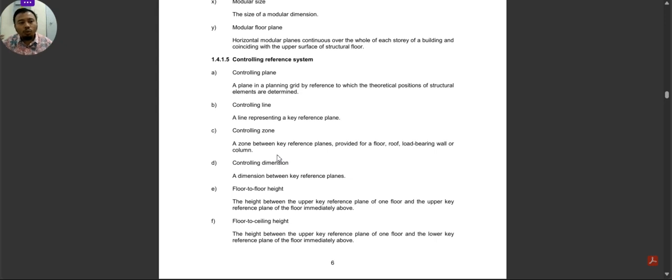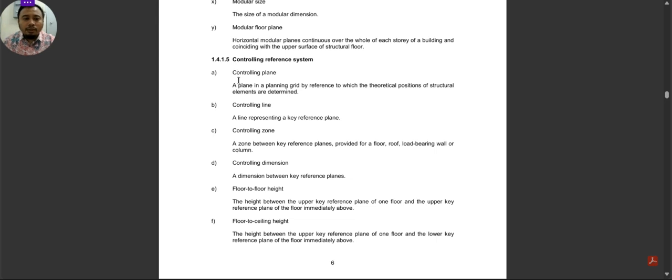For example, between two planes it's modular, between two lines of grid lines it's modular, but the next zone is non-modular. So this is something that needs to be highlighted in the drawing of a modular coordination.